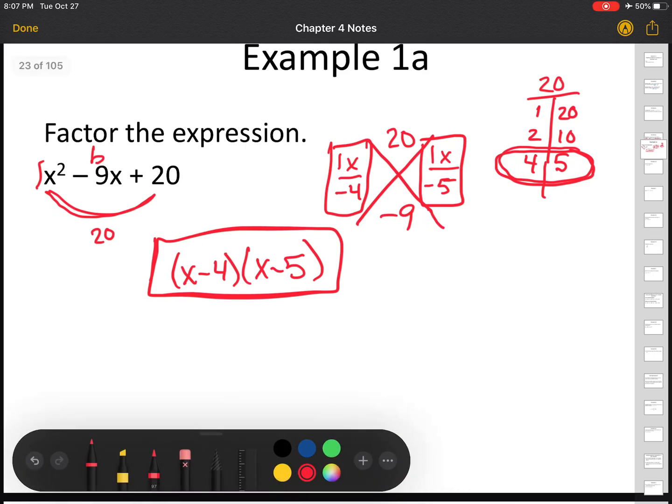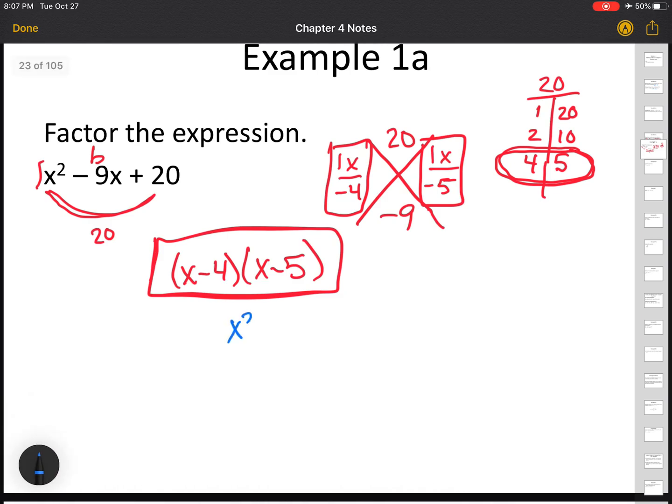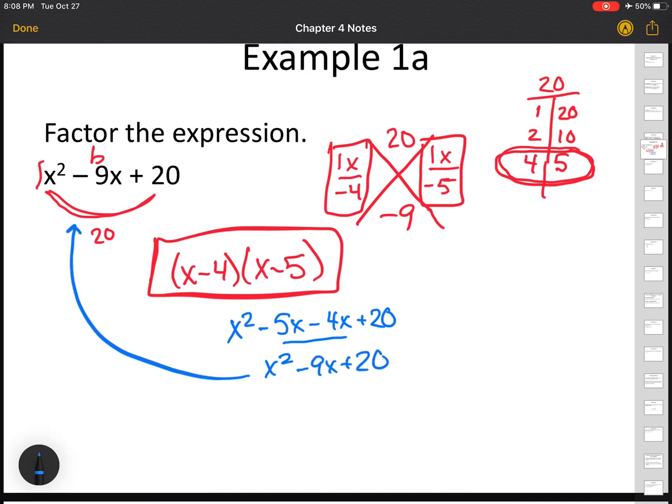To check yourself, you can always go back through and do FOIL again. So if I use FOIL on those two factors, that would get me x squared minus 5x minus 4x plus 20. And if I simplify those two x terms in the middle, that gives me negative 9x plus 20, which was the same expression that I factored to begin with. That's kind of like a mental check you could do to see if you factored that expression the right way.